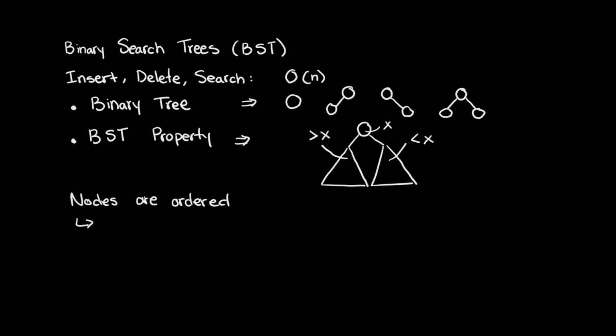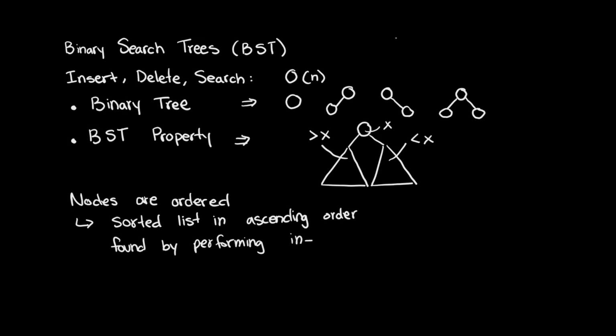Due to this BST property, the nodes in a binary search tree are sorted. So a list of elements in ascending order can be formed by performing an in-order traversal of the tree.